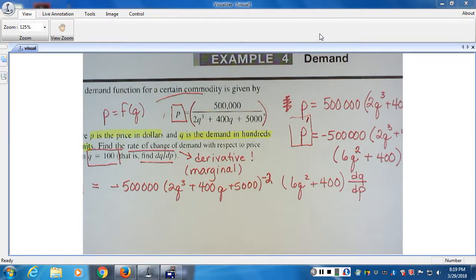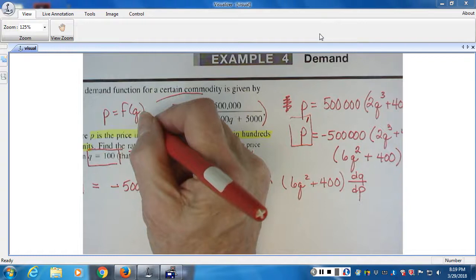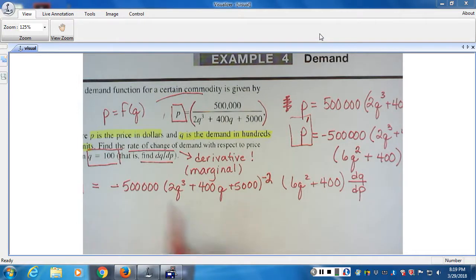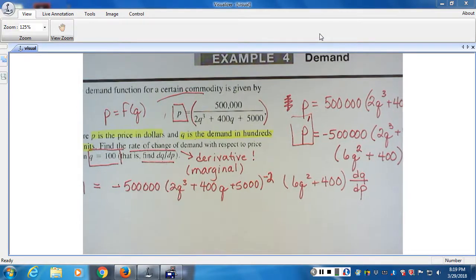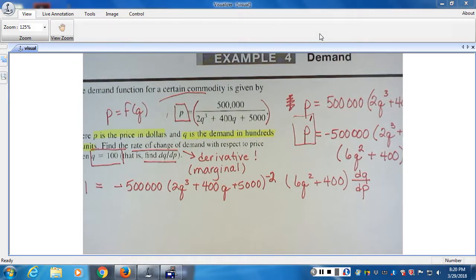Remember, up here, P is a function in Q, so we're treating the Q as actually the independent variable, which means P is the dependent variable. The whole thing right there is P prime times Q prime.